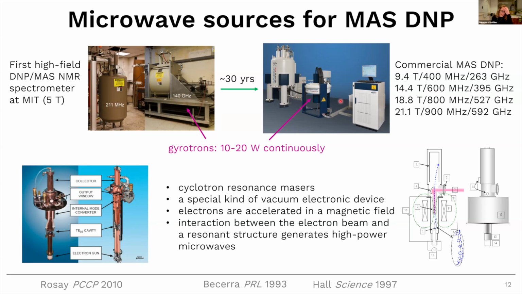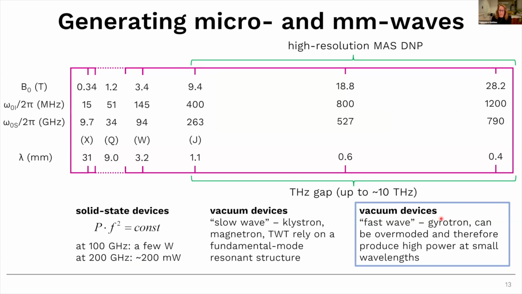So a gyrotron is a special kind of vacuum electronic device in which electrons are accelerated in a magnetic field. You see that here in this technical drawing, and in the magnetic field, they undergo this sort of spiraling trajectory. The interaction of the electron beam with a resonance structure is then responsible for the generation of the high power microwaves. So why do we need this very complex and expensive device to generate the microwaves?